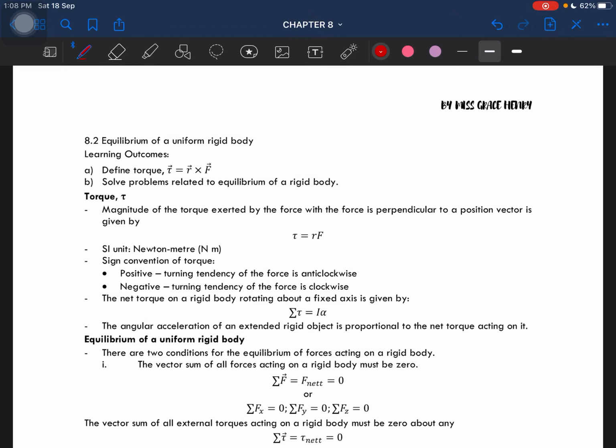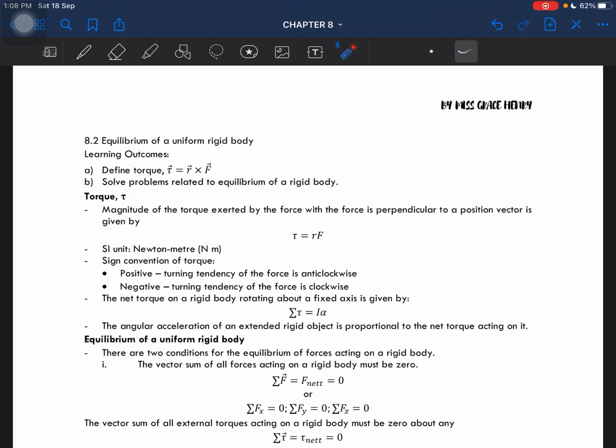Alright, let's go on to the second subtopic, which is on equilibrium of a uniform rigid body. In this subtopic, you have to be able to define what torque is, so this is the formula, and then solve problems related to equilibrium of a rigid body. Okay, so torque, the symbol is tau.